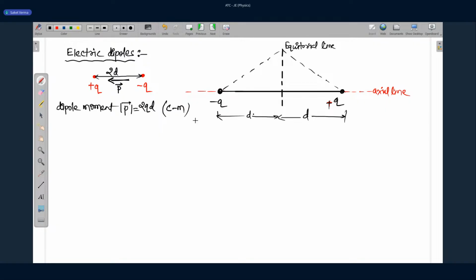Now, what are the different points where the electric field exists? At the equatorial line, the electric field is 1 upon 4 pi epsilon naught, and minus p, that is the dipole moment, divided by r square. What is r? r is this height. This height is r.